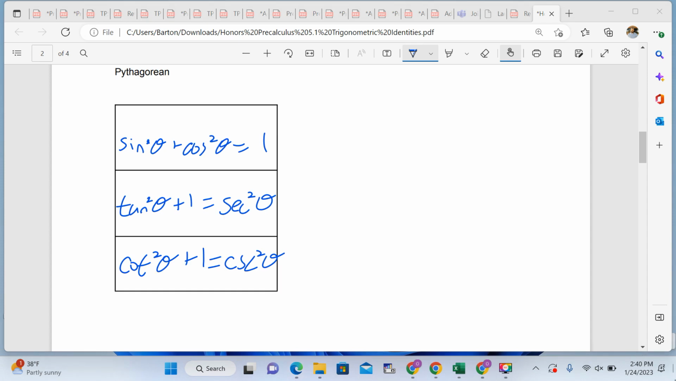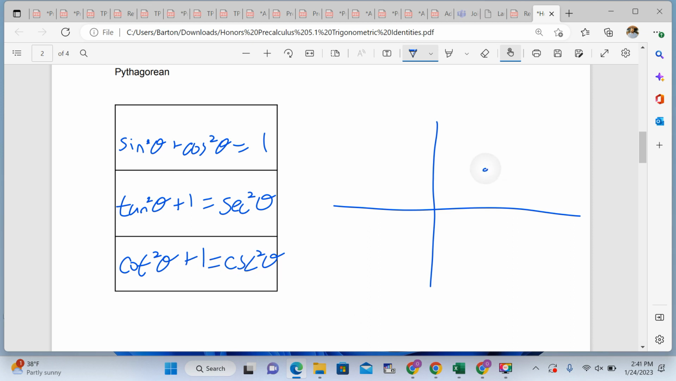Here we are, Pythagorean identities. Just so you don't think I'm completely making these up, I'm just going to do the first one. Sine squared theta plus cosine squared theta equals 1. I'm going to read off the other ones just so you can copy them down correctly. Tangent squared theta plus 1 equals secant squared theta. Cotangent squared theta plus 1 equals cosecant squared theta.